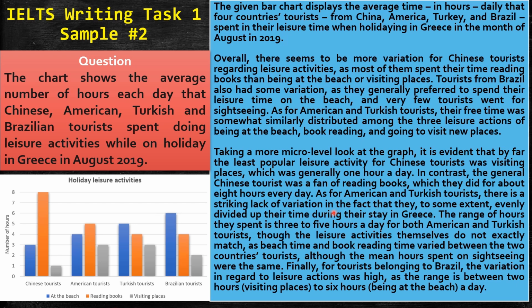Another approach I could have taken here was to write 2 separate paragraphs. Instead of 1 body paragraph, I could have divided the body paragraph into 2. For example, Chinese and Brazilian in 1 paragraph, and American and Turkish tourists in another. Or maybe Chinese and American in 1, Turkish and Brazilian in another. I could have done it, but it's your choice. I would suggest you write in 4. For example, see here.